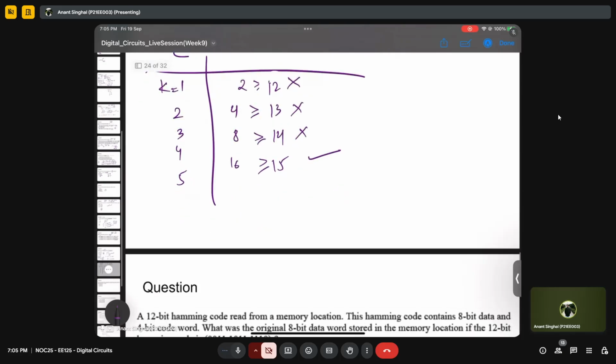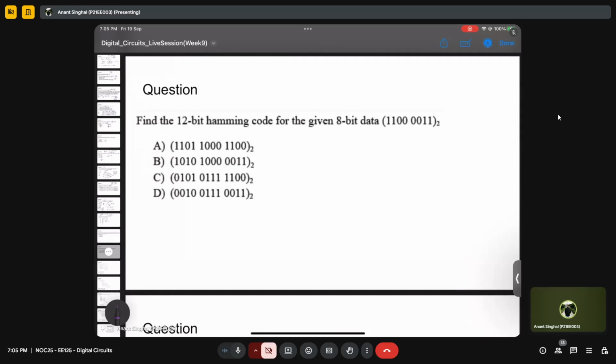So yeah, let's do a problem, maybe that will help. Let's do this problem first because it is easy. It says, find the 12-bit Hamming code for the given 8-bit data.